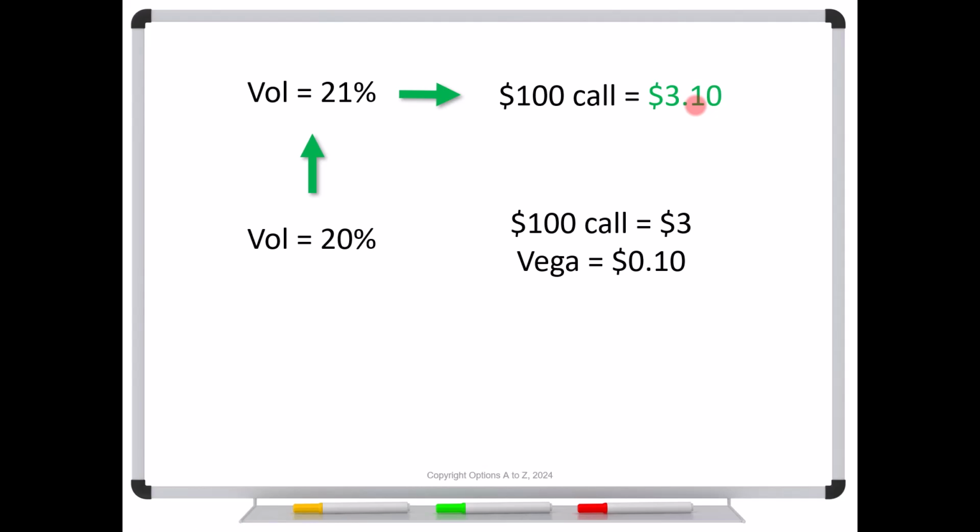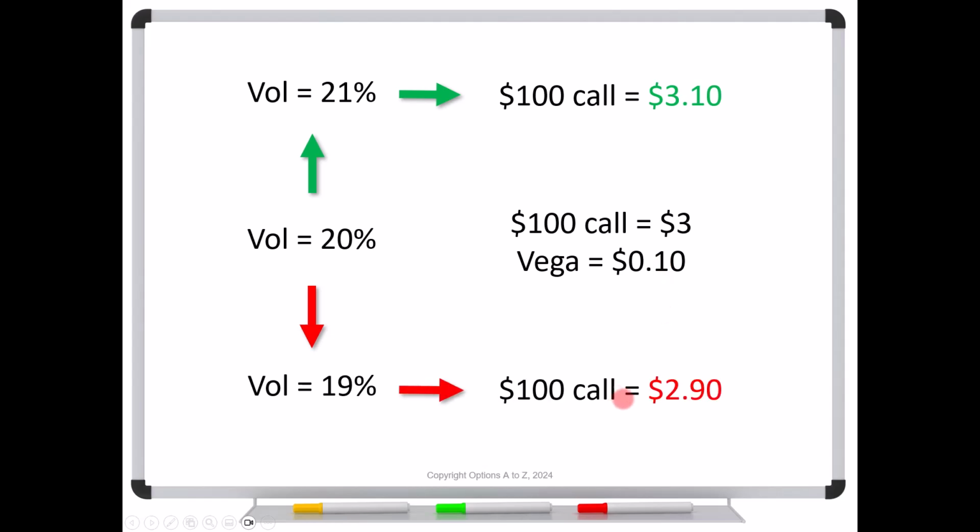Now again, as I mentioned on one of the earlier slides, we're assuming everything else is constant. If volatility is rising, it could be because the stock price is falling. So very rarely is everything constant in the market. So you have to be very careful about how you're interpreting these Greeks. And then, of course, the reverse is generally true: if the volatility falls from 20% to 19%, we would expect this option to lose Vega, or 10 cents, and trade for about $2.90.